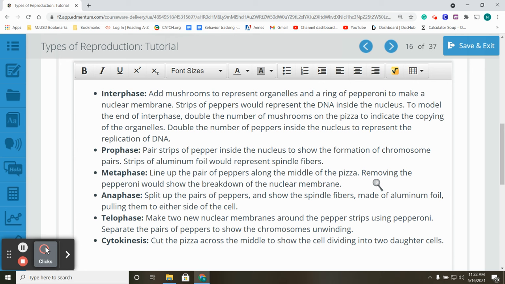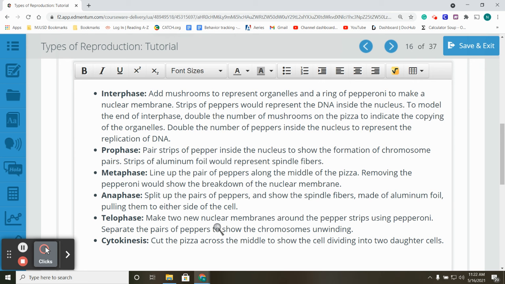Anyways, I'll continue. Removing the pepperoni would show the breakdown of the nuclear membrane. Anaphase. Split up the pairs of peppers and show the spindle fibers made of aluminum foil pulling them to either side of the cell. Telophase.